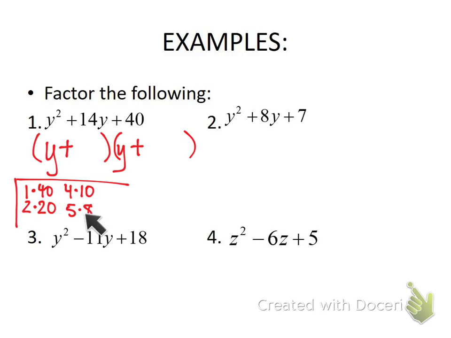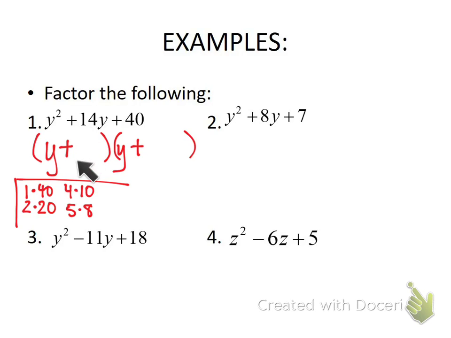That's already on my list. Once you hit a duplicate, you stop. That means you got them all. So we're not going to write down 8 times 5 because we already have 5 times 8. It's the same thing. We want the pair of these that adds up to what?